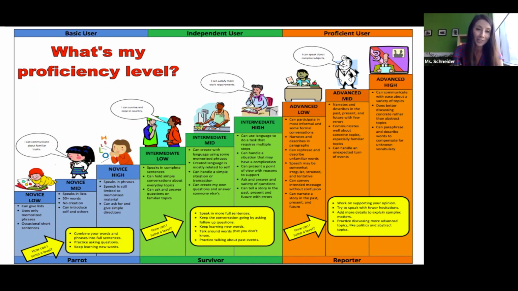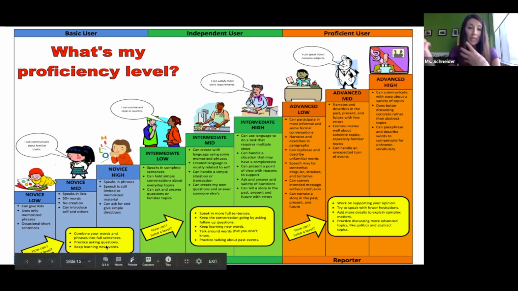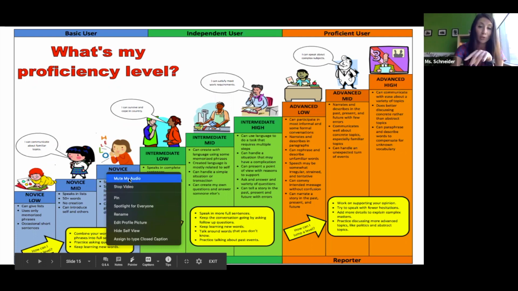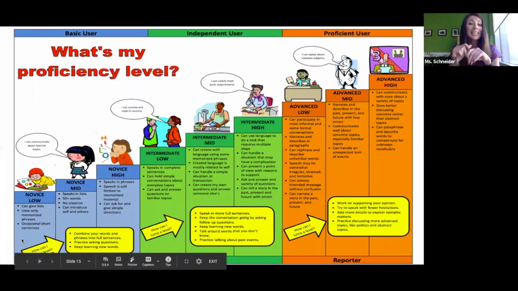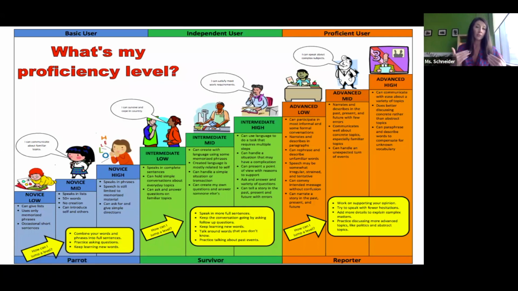In novice high, a student already speaks in phrases. Intermediate low, students are able to form sentences, and in intermediate mid, they're starting to create with the language. So if we look, for example, at the bottom, those are support scaffolding for students, how they can set their own targets. To move, for example, from novice mid to novice high, I start to have to put my words into phrases, and then those phrases into sentences.